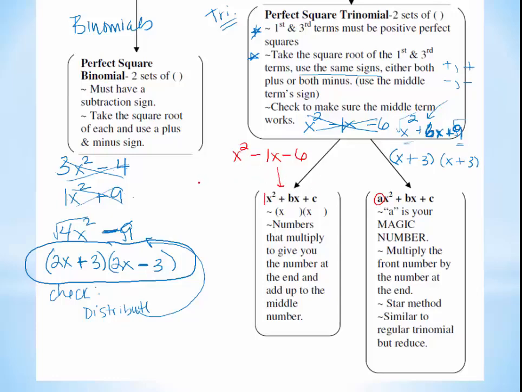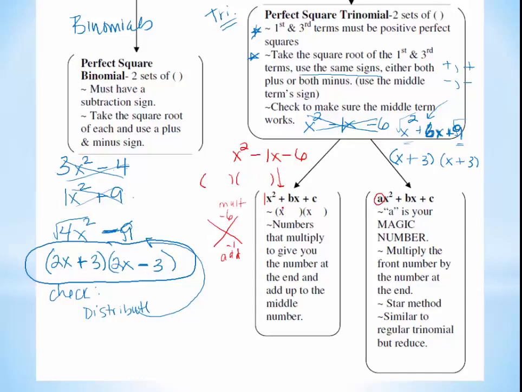Okay, so what I'm going to do is make 2 sets of parentheses. That's what this is saying. And you've got to come up with numbers that multiply to give you the number at the end and add up to the number in the middle. Some teachers will do it this way. Let's figure out what numbers will multiply to give us the number at the end and add up to the number in the middle. And the number in the middle is -1.